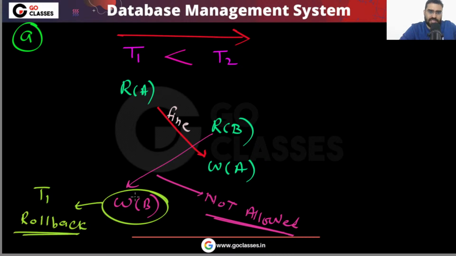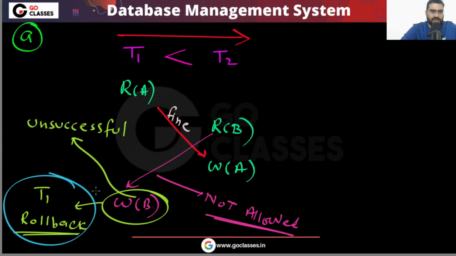This operation will be unsuccessful. Remember, this operation is basically unsuccessful. This operation will not happen. This operation is unsuccessful. T1 will roll back.